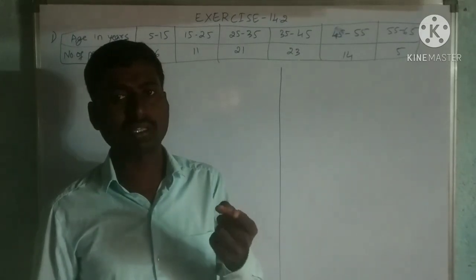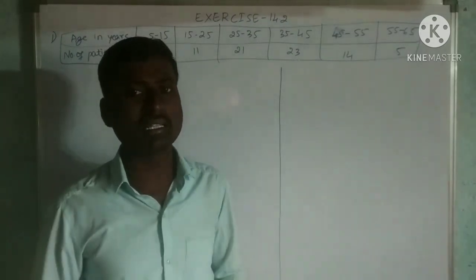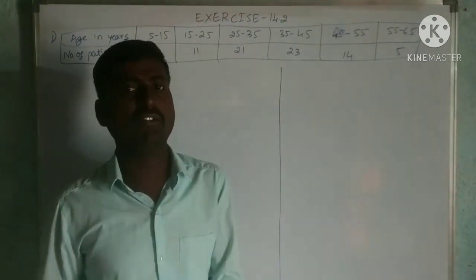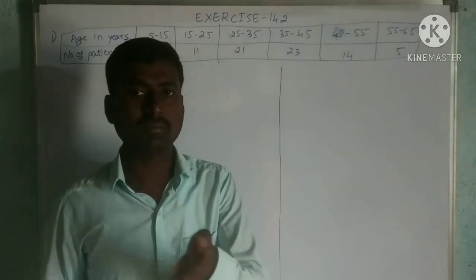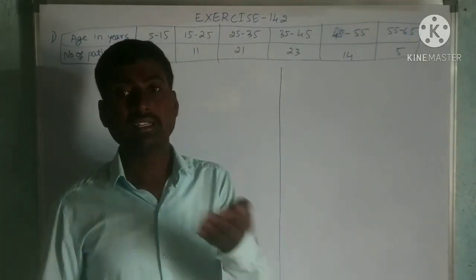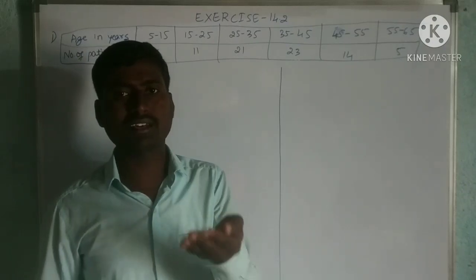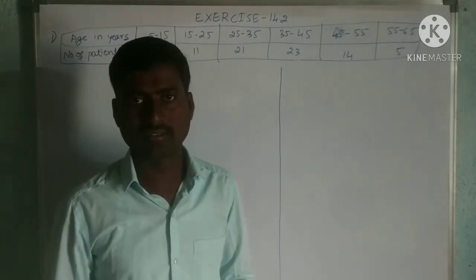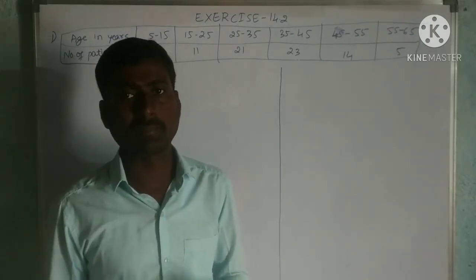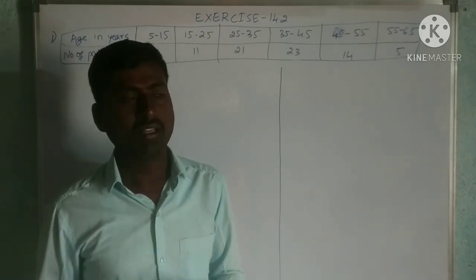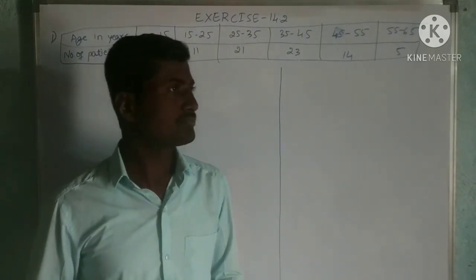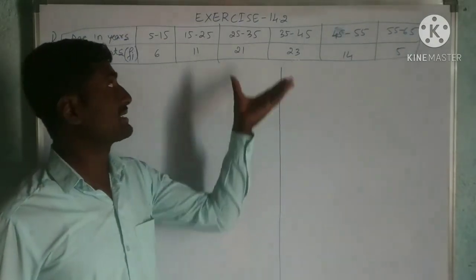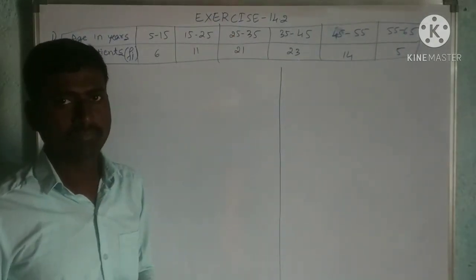F0 is the frequency of the class preceding the modal class. Then F1, that is the frequency of the modal class. Then F2, the frequency of the class succeeding the modal class. And H is the step length or step size. So now we shall start the second exercise, that is 14.2.